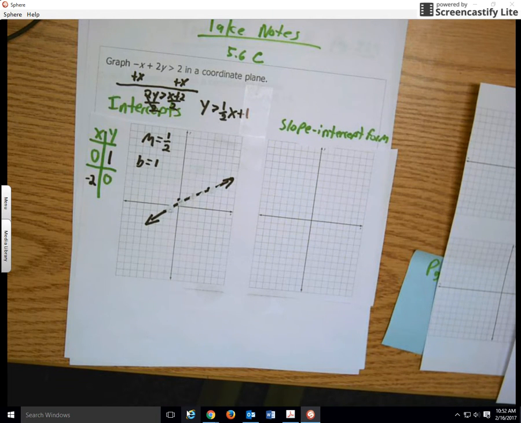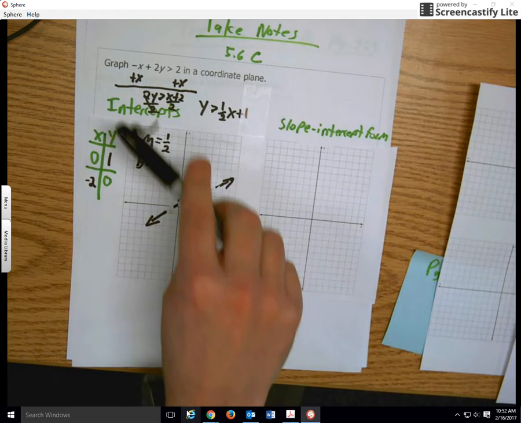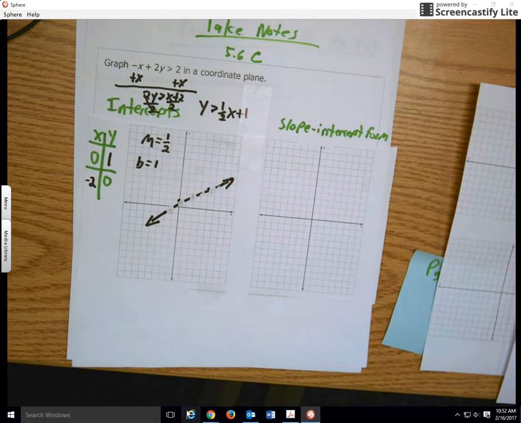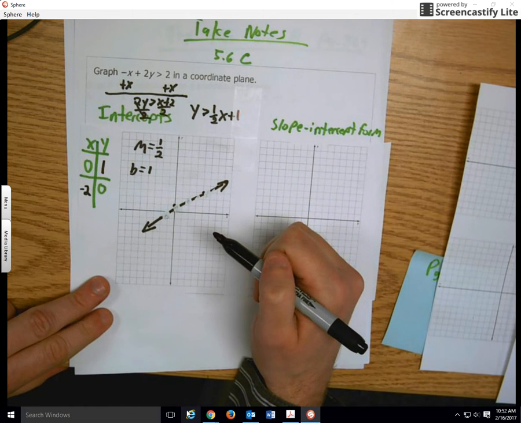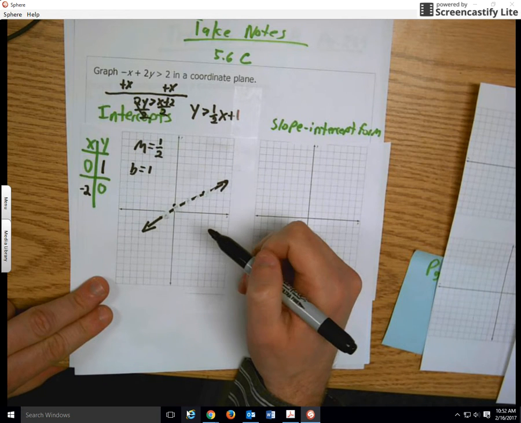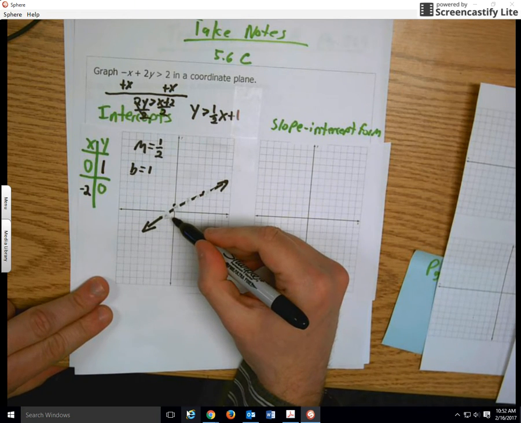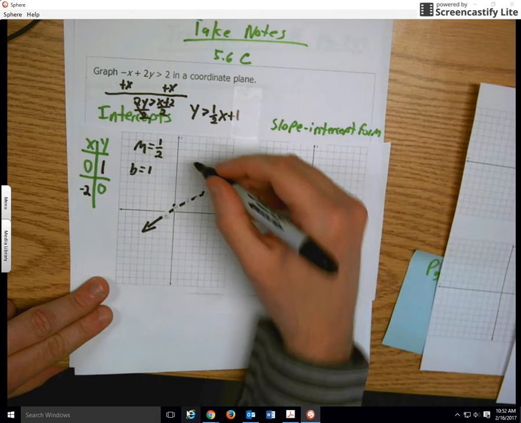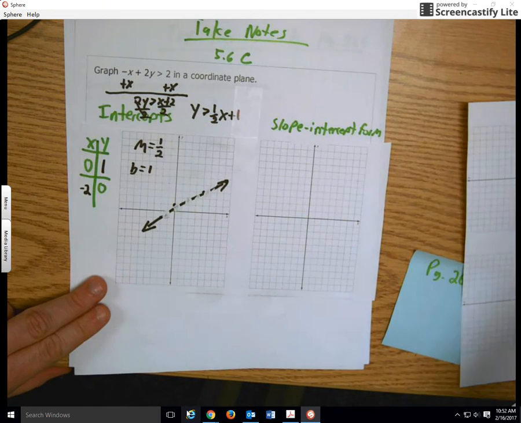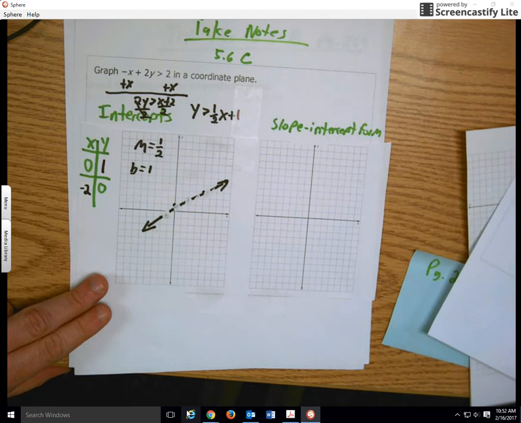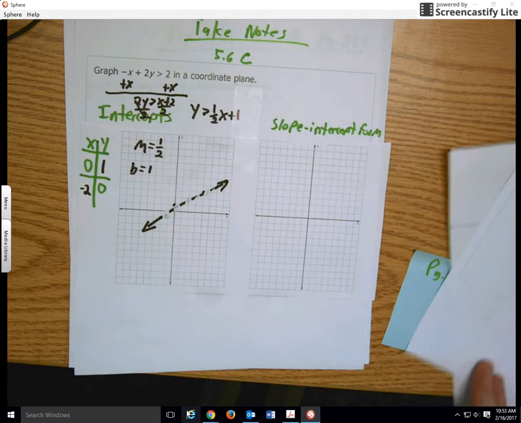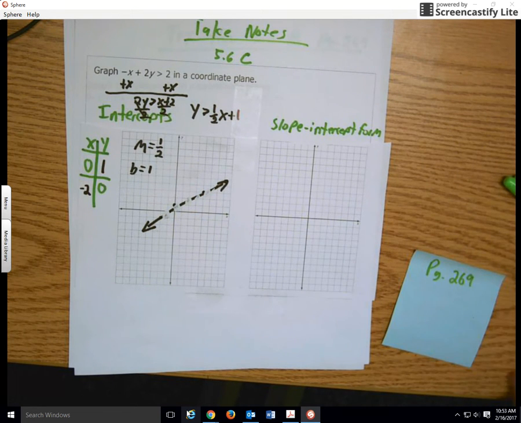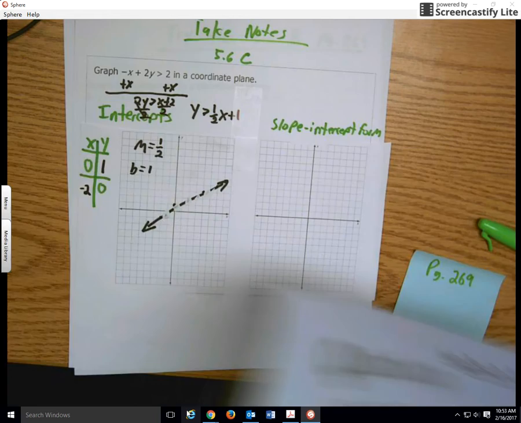So let's look at the second part to this. It says graph this in a coordinate plane, and we did. Now what we need is a test point. So let's do a test point real quick. A good test point to choose is 0, 0. It makes the math really simple. So I'll test point 0, 0. Now remember, inequalities and equations are very similar. They just have a few differences. One is the jagged line. Another difference would be this idea of a test point. You have to do a test point to determine what side to shade.